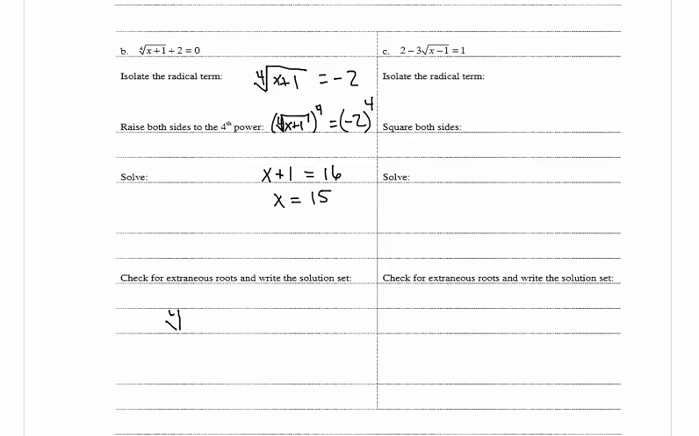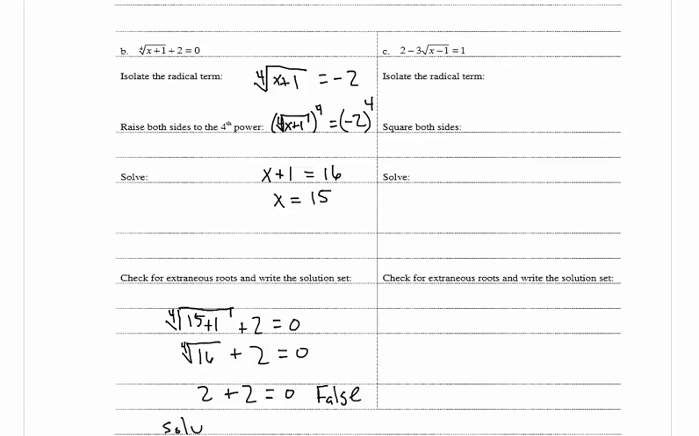So we have the fourth root of 15 plus 1 plus 2 is equal to 0. 15 plus 1 is 16. So we have the fourth root of 16 plus 2 is equal to 0. And the fourth root of 16 is equal to 2. So we have 2 plus 2 is equal to 0. And this is false. So 15 is not part of the solution set. So we have an empty solution set.